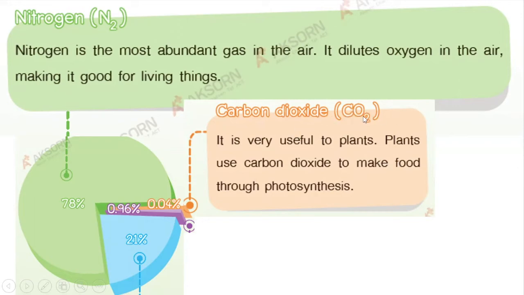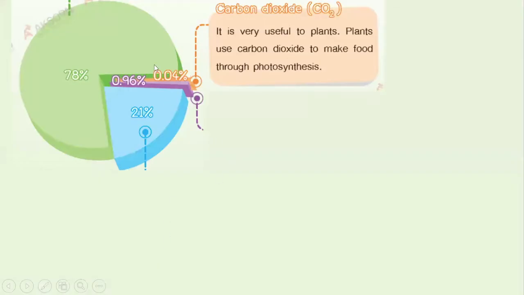Repeat after me, CO2. All right, it's very useful to plants, because we know that plants use carbon dioxide to make food through photosynthesis. So it's the second gas in our air, and you see we have two more. 0.04% is carbon dioxide, 78% is nitrogen.